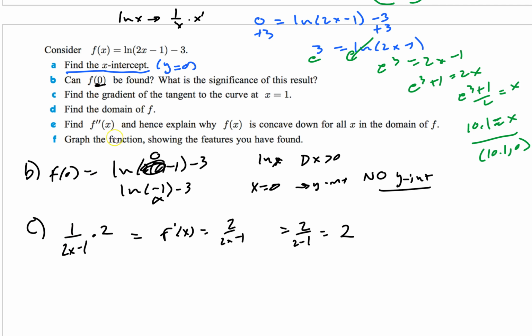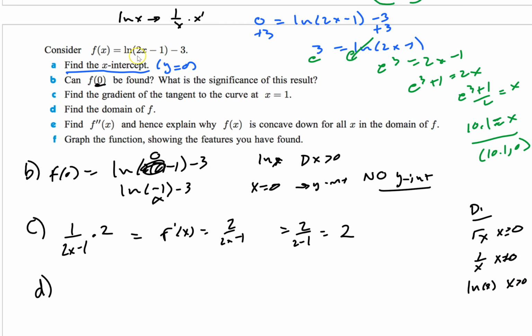Find the domain of f. I kind of talked about this already. The way you do the domain of a natural log, there are some domains you should know. Square root of x can't be negative, so x is greater than or equal to 0. 1 over x, you can't divide by 0, so x cannot equal 0. And natural log or log of x, x is greater than 0. It can't be negative or 0.